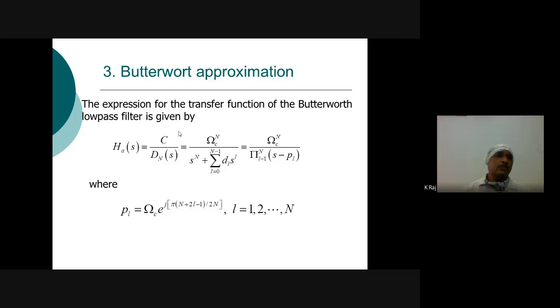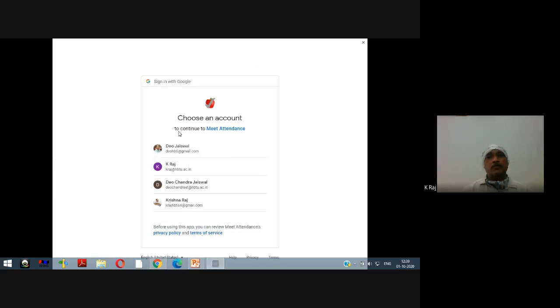So during the designing of the analog filter using the Butterworth approximation, what are the steps? First, the requirements will be given. From those requirements, we will derive the specifications. And what are the specifications? That is, what is the passband frequency, what is the stopband frequency, what are the ripples in the passband, and what are the ripples in the stopband.